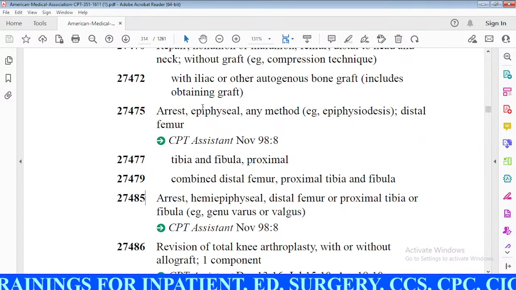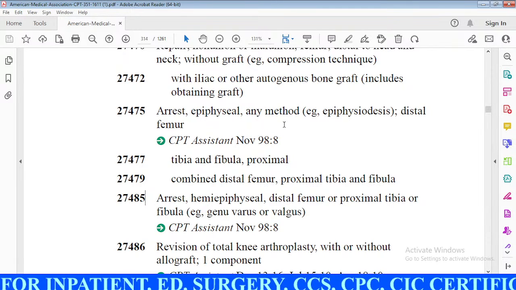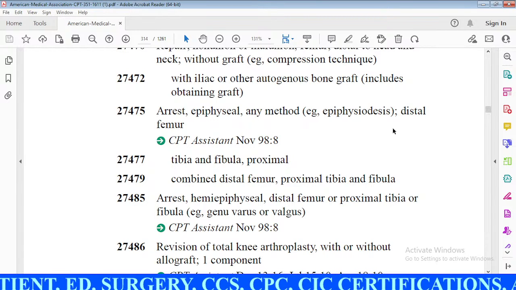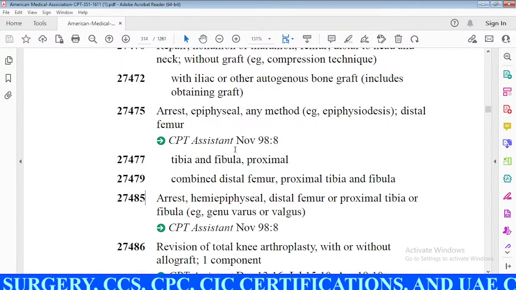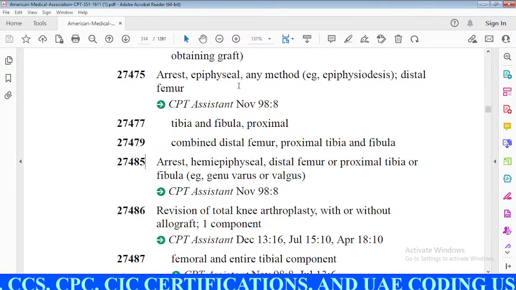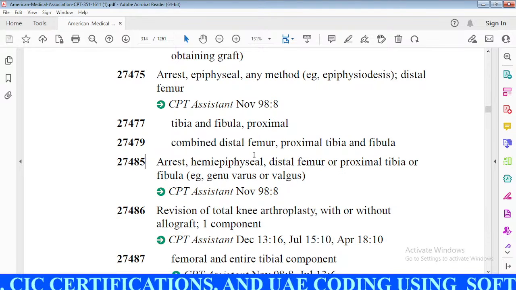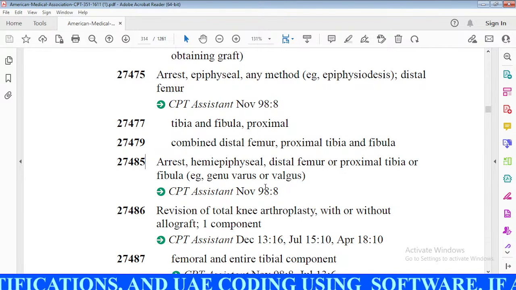What is next? 27475. What is this? Arrest, epiphyseal, any method. So this is also wrong. He did not arrest anything. Here it is the distal femur, so it is related to a femur procedure. So this is also wrong. Next, 27477. This is arrest, epiphyseal, any method, tibia and fibula proximal. So here the physician is performing the procedure at knee level, not on the tibia and fibula.